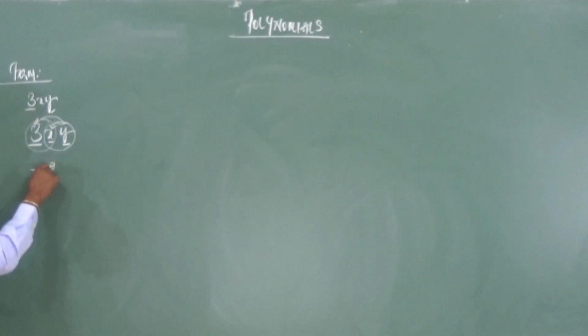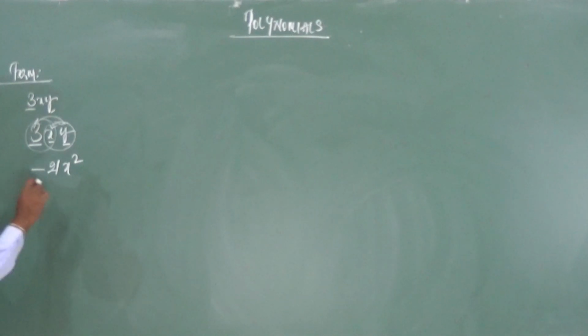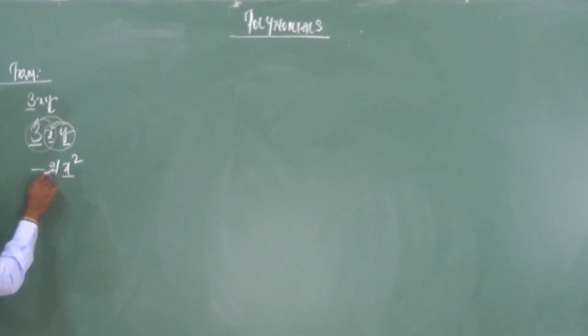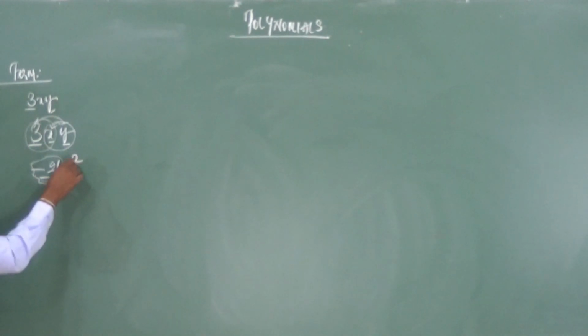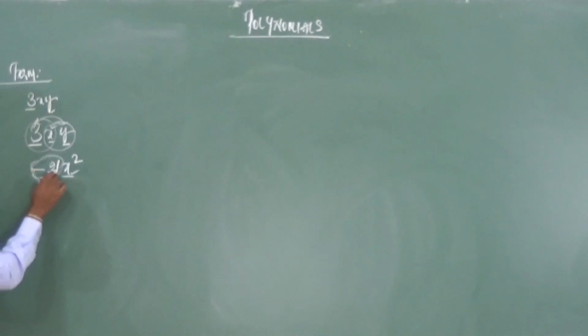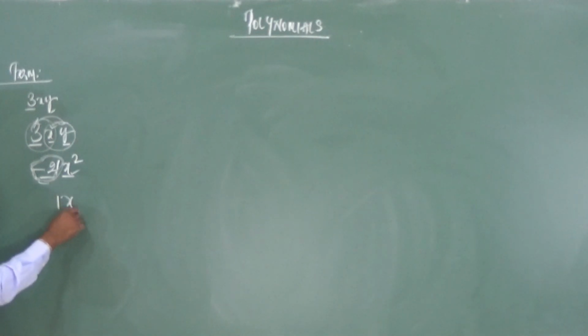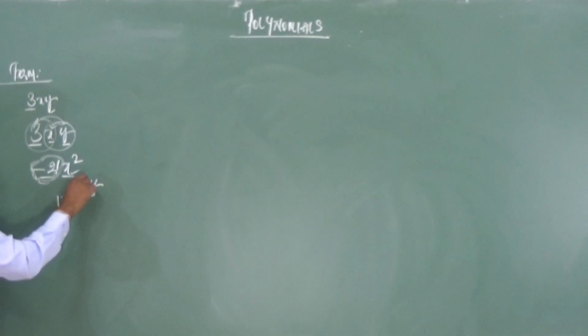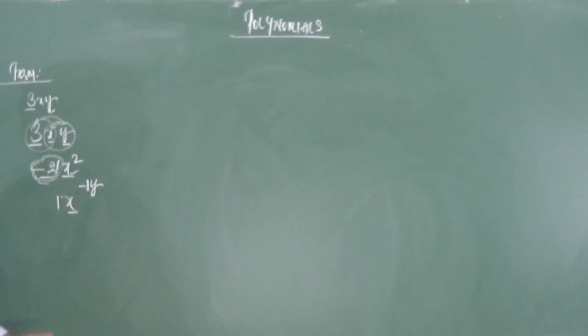Particularly when we go, for example, minus 21x square. In this, the numerical coefficient of x square is minus 21 and the literal coefficient of minus 21 is x square. So this is how it comes. For example, I just write x. What is the numerical coefficient of x here? It is understood that it has 1 as the coefficient. The numerical coefficient of x is 1. For example, I write minus y. What is the numerical coefficient of y? It is minus 1.